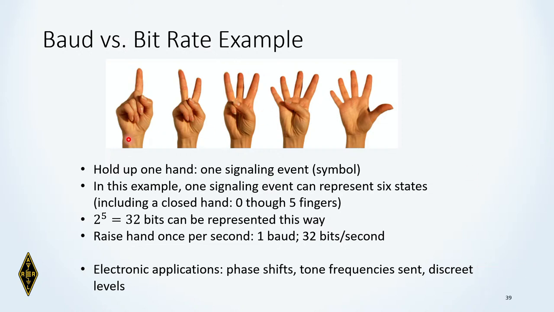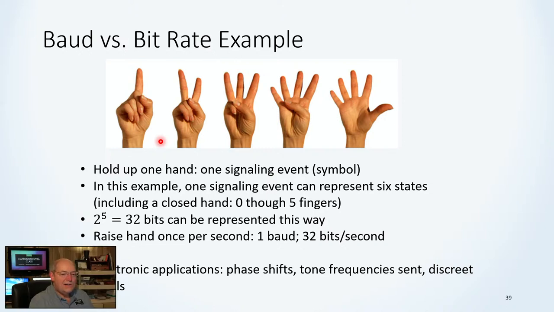Another way to look at this: let's say you're at a party. It's kind of a loud party, there are a lot of people there, and your friend is across the room. You might want to say hi to your friend just by waving. Or you might want to say, bring me a cheeseburger. So if I hold up one finger, that means bring me a cheeseburger. If I hold up two fingers, I'm saying bring me a cheeseburger and a Coke. In each case, I just raised my hand once, but I've conveyed different information across the room.